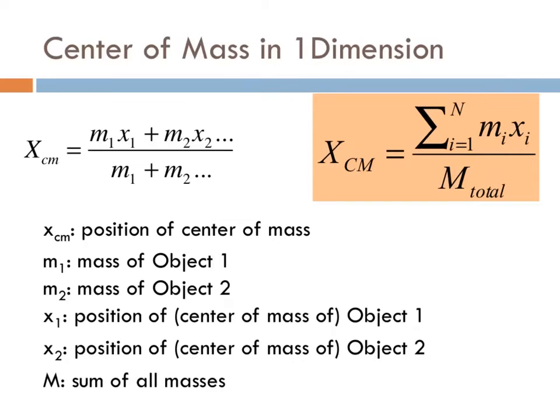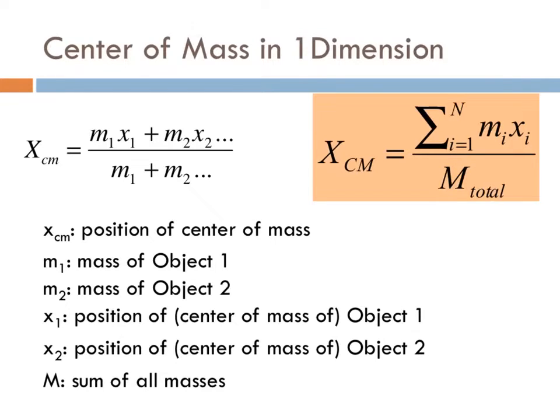The important part to stress here is that when we talk about the center of mass, we're talking about a position. Remember that we are calculating a position here, so we are talking about units of meters in most cases. x_cm is the position of the center of mass, in this case in the x direction. m1 is the mass of object 1, m2 is the mass of object 2, x1 is the position of our first object, and x2 is the position of the second object. And capital M is the total mass of all the masses involved.